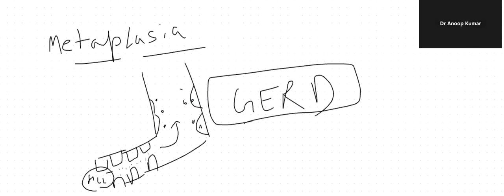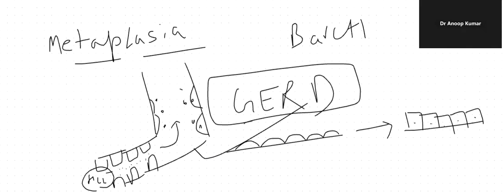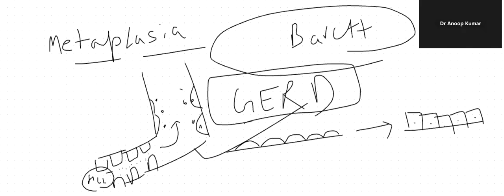For example, this is your squamous epithelium where flat cells are arranged. In gastroesophageal reflux disease, these cells are going to convert into a columnar type. There is also formation of goblet cells, which will produce mucus as well. So this is one of the classical examples of metaplasia. We also call it Barrett esophagus, right?